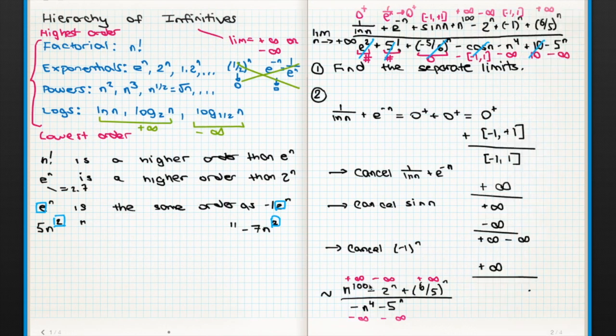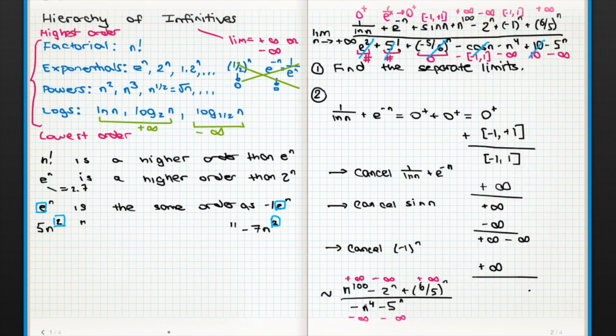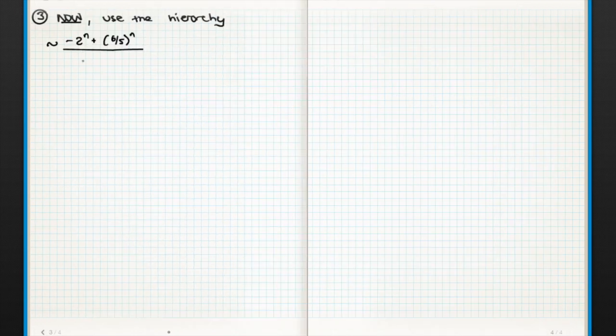So on the top, we have a power, an exponential, and another exponential. So if we go back to the hierarchy, exponentials, if they're infinite, are always a higher order than a power infinity. So we can definitely cancel the n to the 100. And so right now we're left with minus 2 to the n plus 6 over 5 to the n. On the bottom, it's very similar. We have a power and an exponential. So between the two, again, the exponential wins. So we keep the minus 5 to the n.